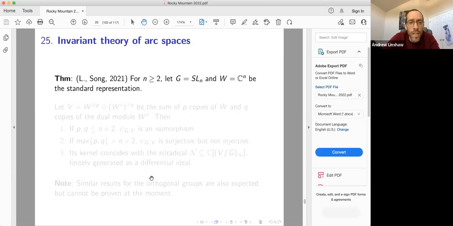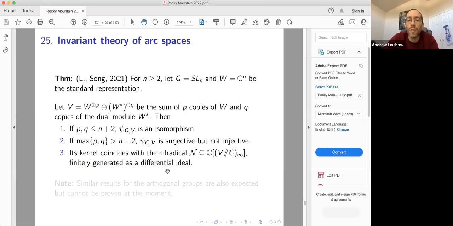It turns out that there are more relations when one of these is at least n plus 3. So there are extra relations, but they can be described explicitly, and they coincide with the nilradical in this ring of invariants. So this is a situation where V mod G infinity is not reduced and it has a nilradical, and the nilradical we can completely describe. It's actually finitely generated as a differential ideal. But for the purpose of this talk, I don't need to understand these relations, only the generators.